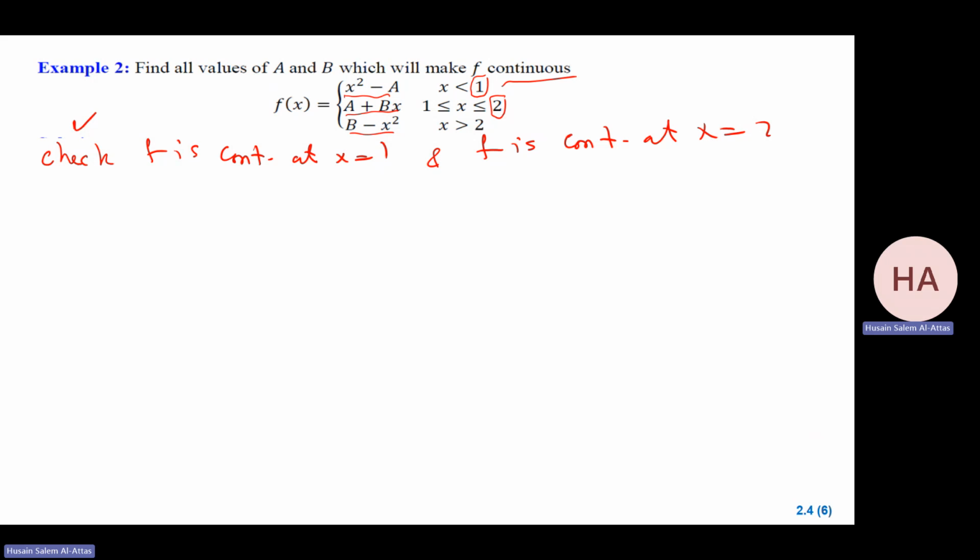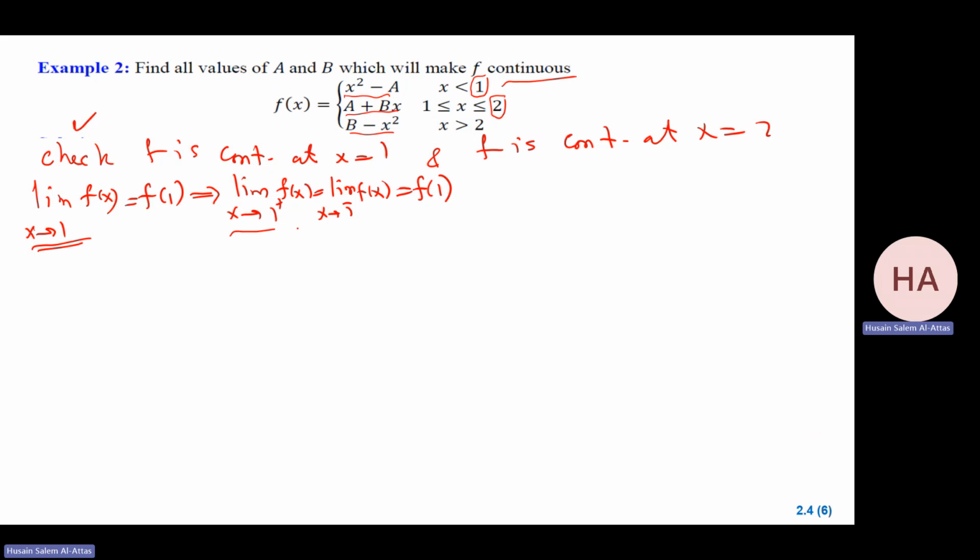What's the meaning if it's continuous at x equals 1? It means the limit as x goes to 1 equals f at 1. But when this limit exists, it means the limit from the right equals the limit from the left. So it's equal to the limit, so it's equal to f of 1. So I actually need this. This is what I need to check.